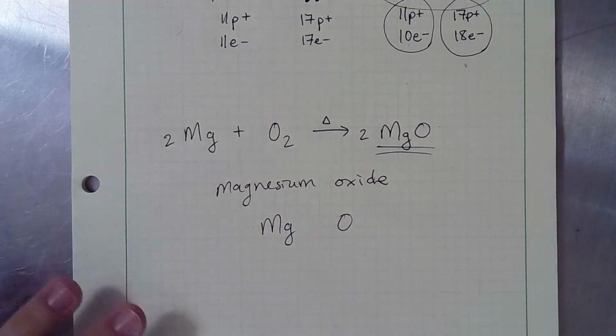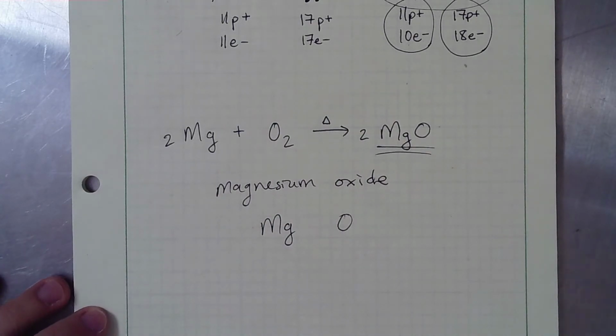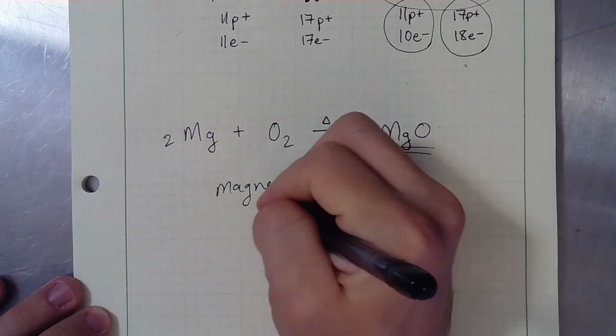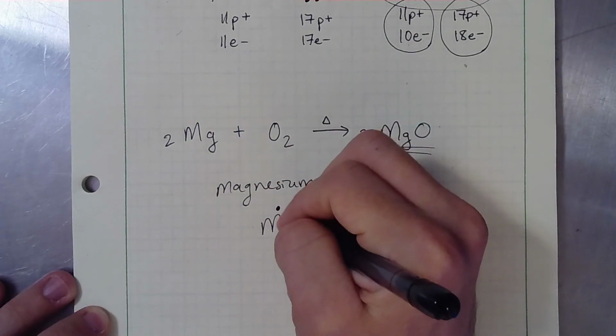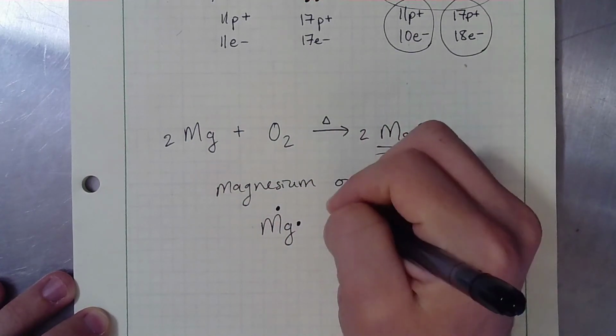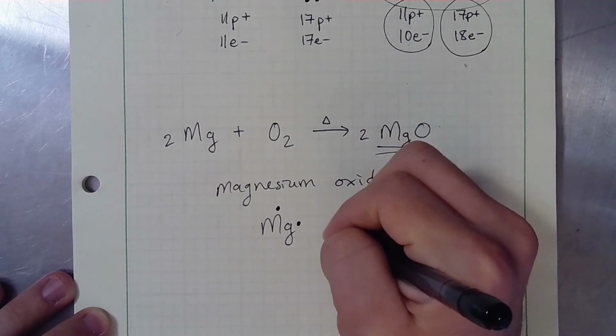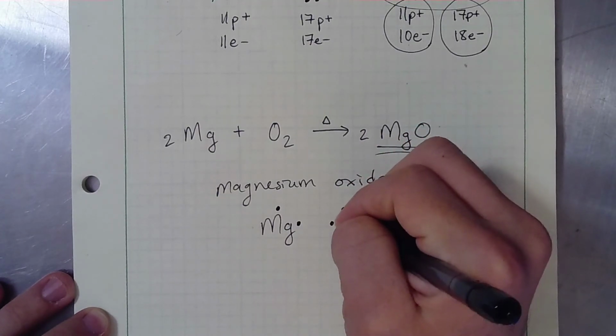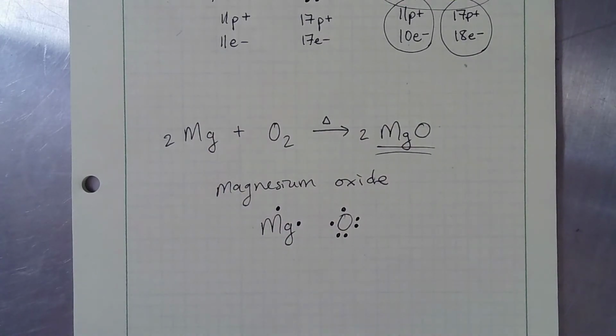Well, once again, the first thing I really want to do is draw my dot structures. Okay? So take my word for it. Magnesium has 2 valence electrons. Oxygen has 6. Once again, it's not a huge deal how you draw these. And once again, we're going to learn more about this later, but the ideal situation for both of these is to have 8 valence electrons.